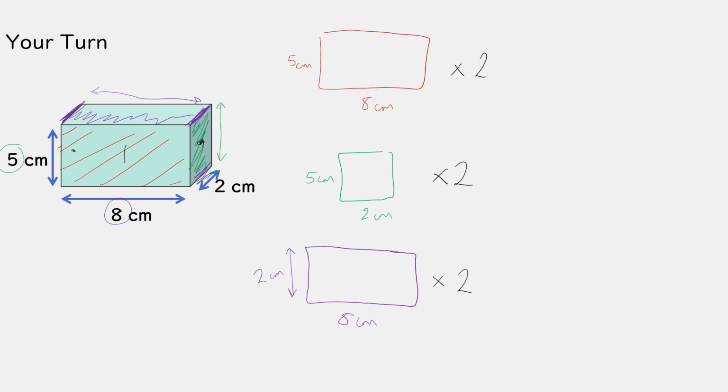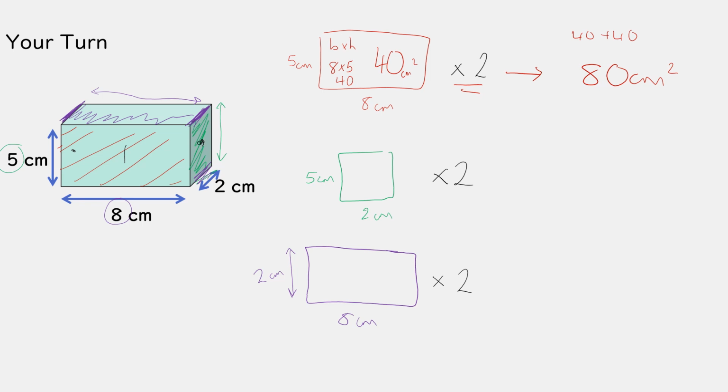Okay, red side. Let's work out the area, then add them all together. We know we've got to do base times the height. The base is 8, the height is 5, so altogether that's 8 times 5. So we know that one of those red rectangles is 40 centimeters squared. I want 2 of them, so that's going to be 40 plus 40, or 40 times 2, it will give us the same answer. That's going to be 80 centimeters squared.